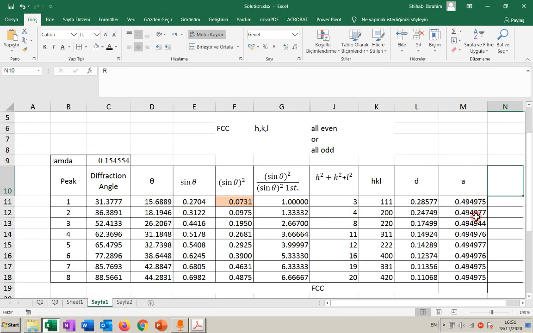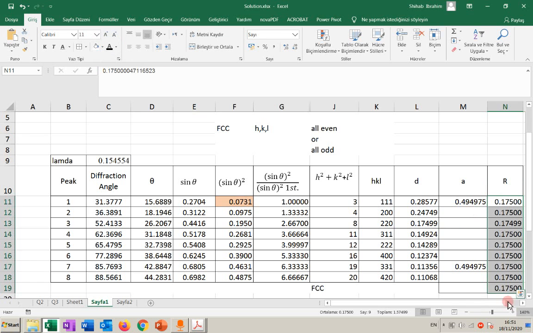By the way, you don't need to find all the a's here. Pay attention, find 2 just for checking. I'm going to ask the student to find, for example, a for the first peak and for example the 7th peak. If you got a similar answer, that's it. And for R it is the same way. I don't want you to find all of the R's, because if the a's are equal, R also will be equal.